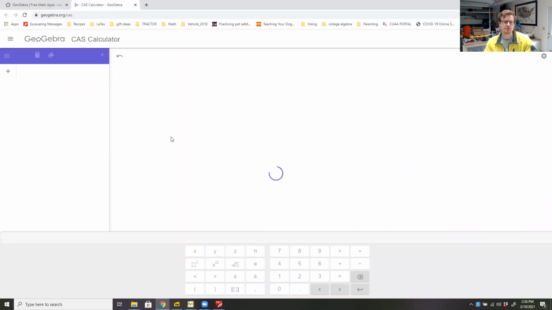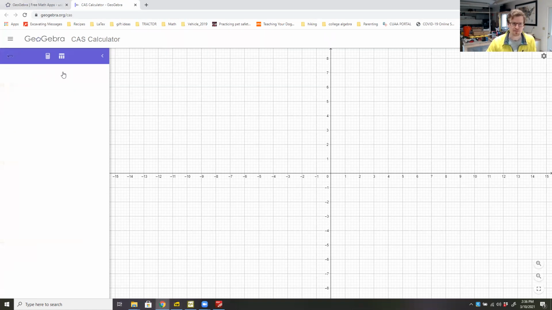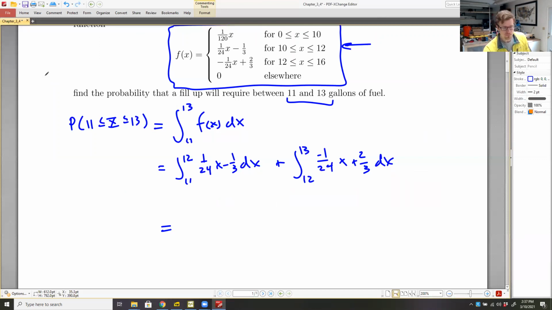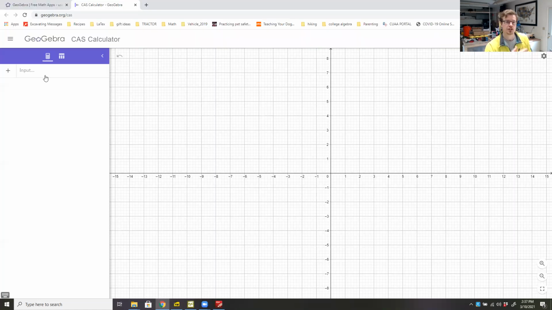So for these examples, yes, maybe you don't need to use this, but maybe in later examples you would find it very beneficial or very convenient to check your answers, because you should be checking your answers, not finding your answers using this, or at least you should be capable of finding your answers without using this. So what I want to do is evaluate those two integrals that we were just taking a look at. Integral from 11 to 12 of that linear function plus the integral from 12 to 13 of the other linear function. And we can do that.